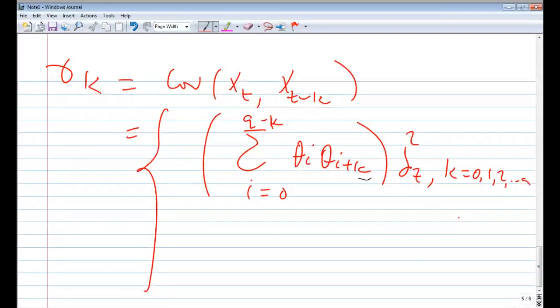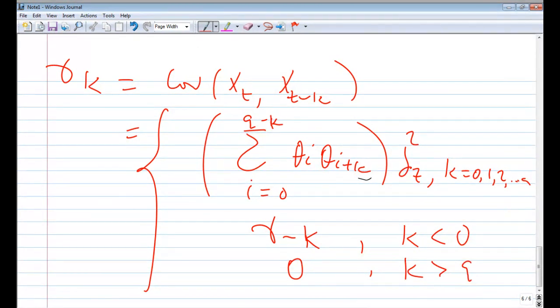Thank you. Now, if you want to deal with the negative sign, as you remember, the properties of autocovariance: gamma k can also be equal to gamma of minus k, provided k is less than 0, or 0 if k is greater than q. So those are the conditions. By so doing, now we have reached the autocovariance functions.